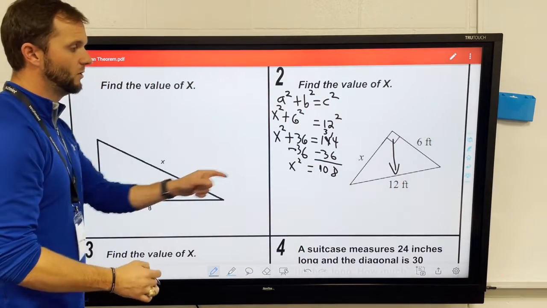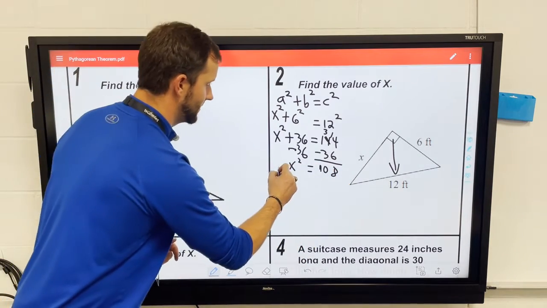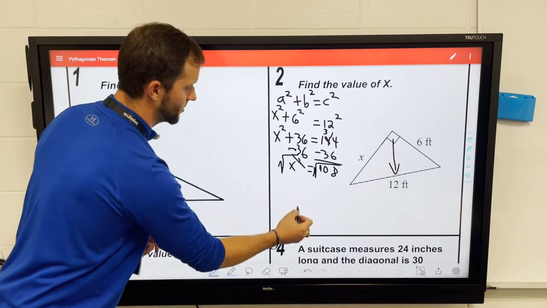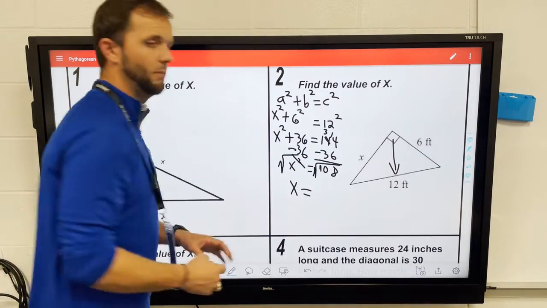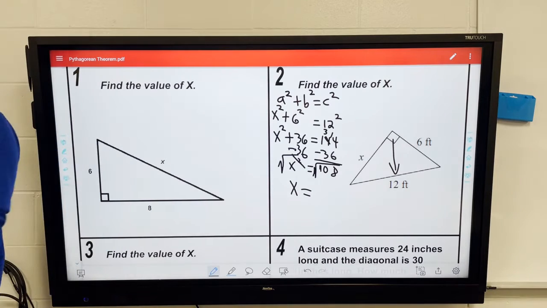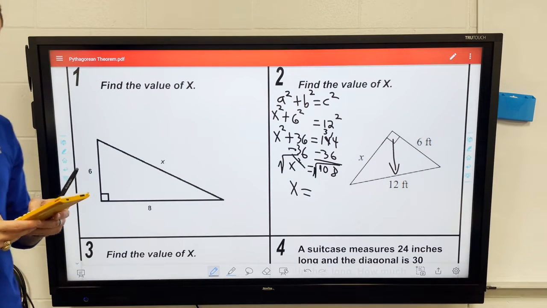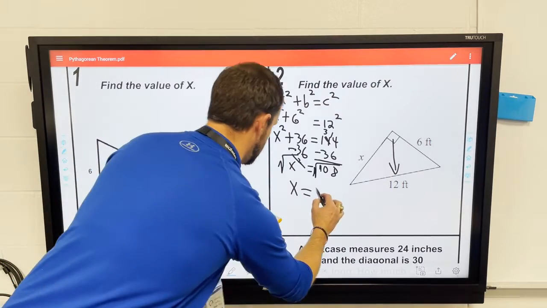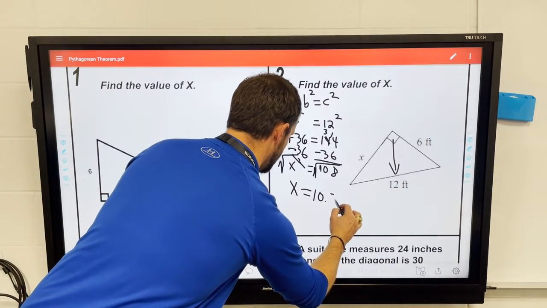Now, in order to get rid of the squared, I'm going to take the square root of both sides. So the square root cancels the square, and I am going to do the square root of 108. The square root of 108 is going to be about 10.3.